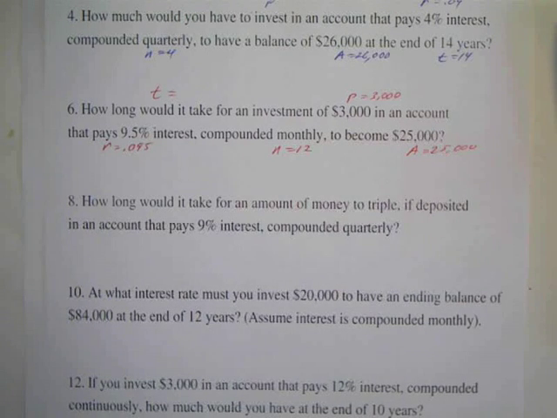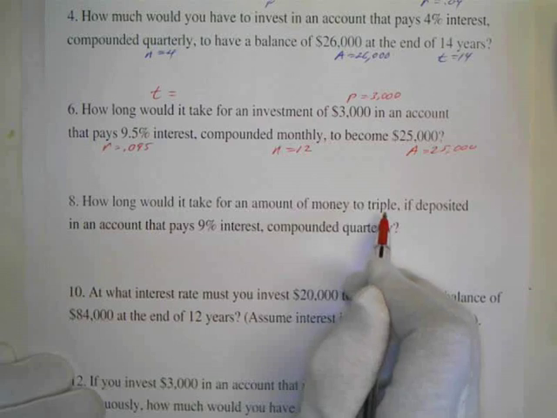Here's another example, number 8. How long would it take for an amount of money to triple if deposited in an account that pays 9% interest compounded quarterly? Now, we don't have a lot of data here, so I'll show you a way of dealing with this. We want the amount of money to triple.